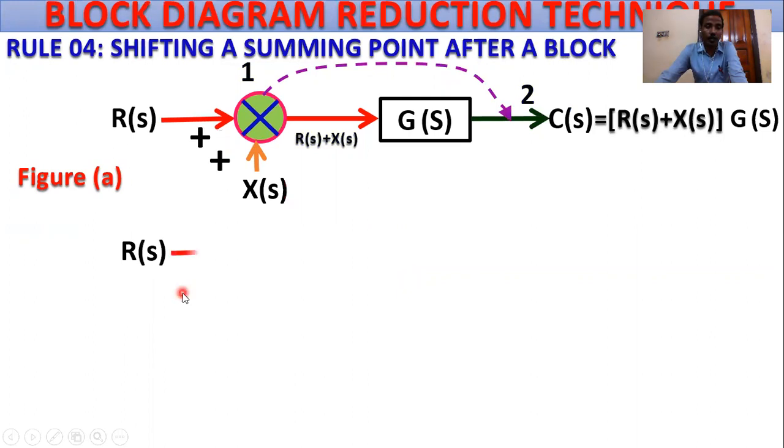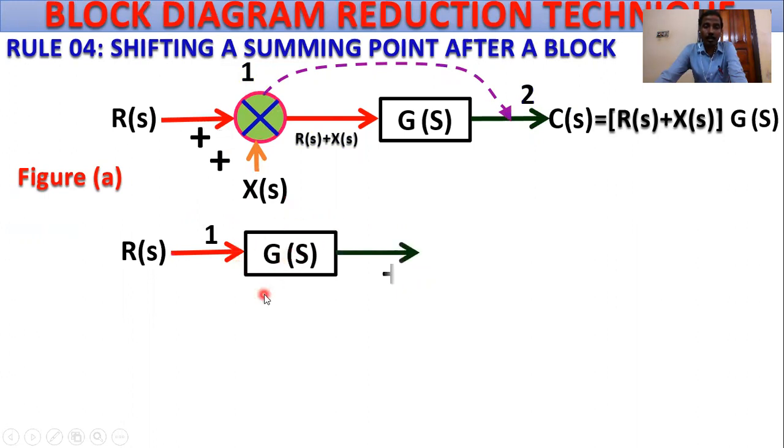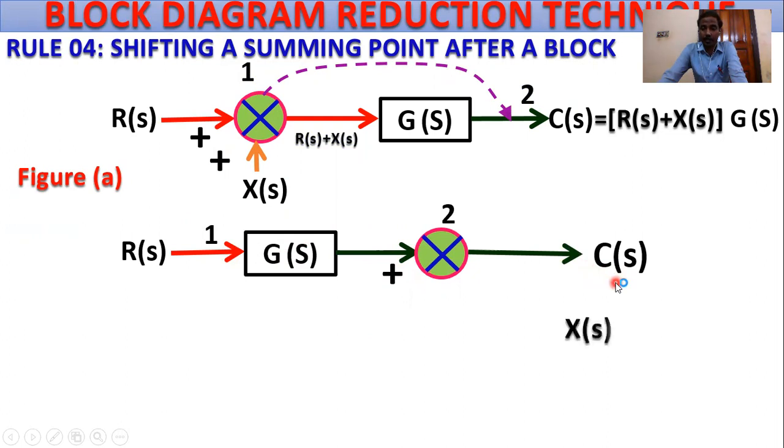R(s) is the reference input, and this is position 1. This is the block with gain G(s) or G1(s), and this is the summing point in the positive direction, and this is the output C(s). Our target is that C(s) be equivalent to R(s) plus X(s), whole into G(s). So this is our target.